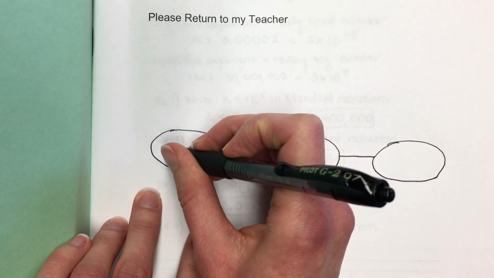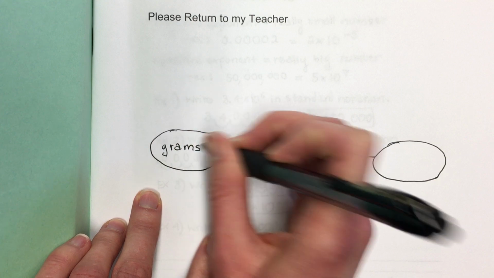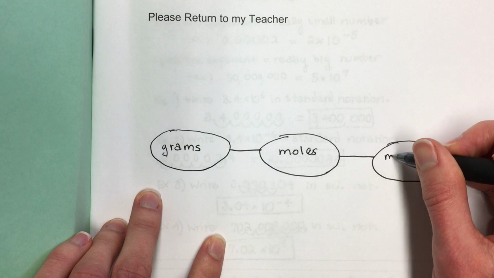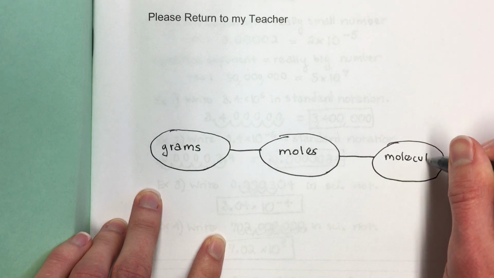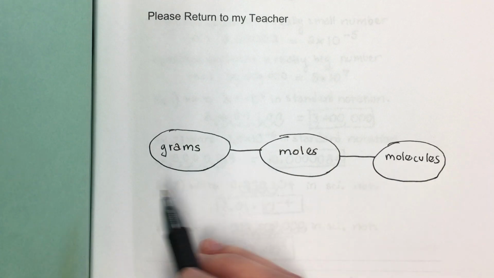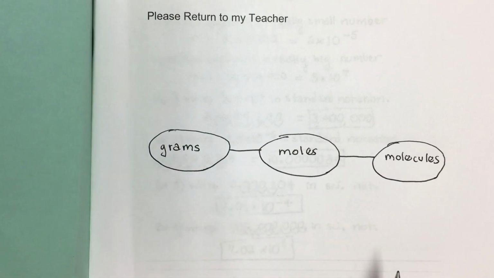This one's going to be grams. This one's going to be moles. And this one's going to be molecules. So these are the different units we can convert between with Avogadro's number and molar mass.